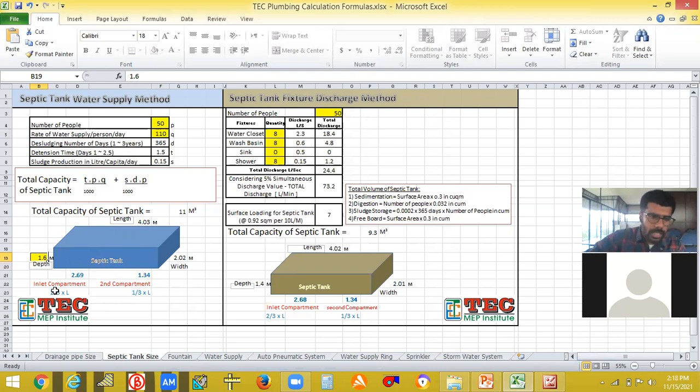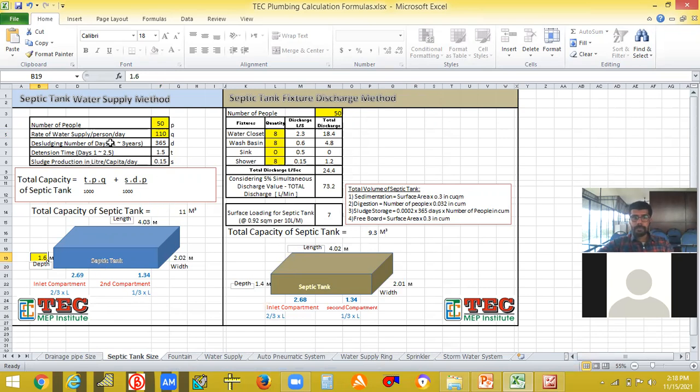Okay, so you can see here the length of the inlet first compartment is 2.69 meter. The length of the second compartment is 1.34 meter. That is also given. If it is a two part, it is less than 4, right? It is almost 4. So there are two compartments. One compartment length is 2.69 and another compartment length is 1.34 meter. So the formula is 2 by 3 into length and 1 by 3 into length.